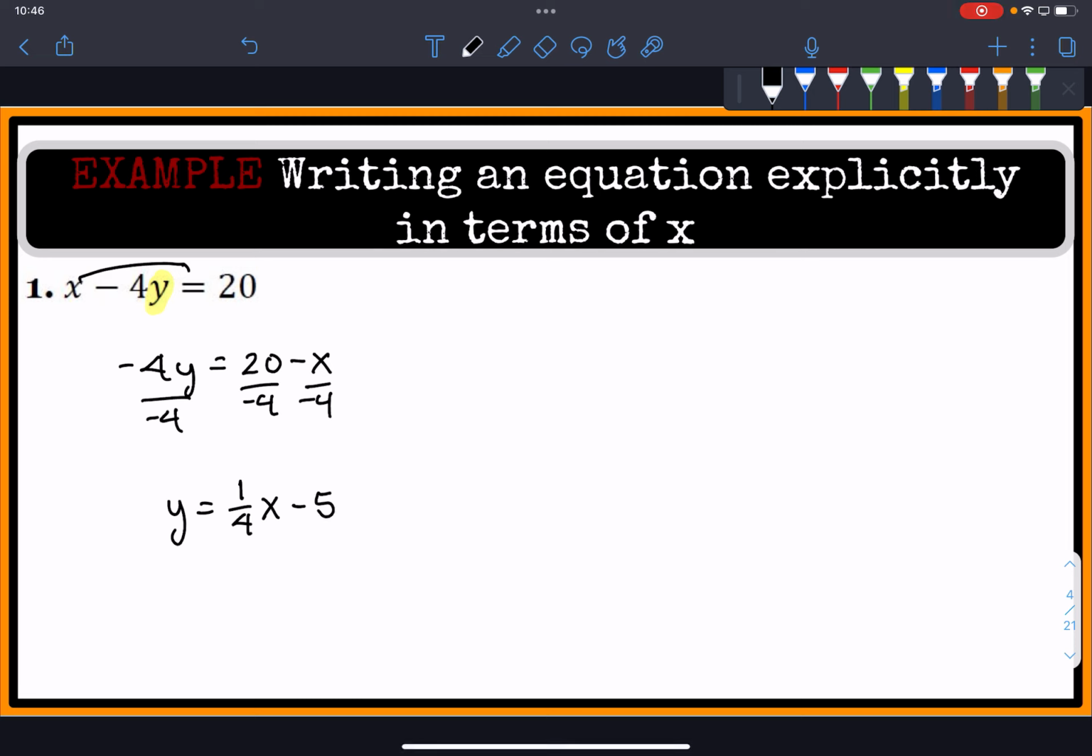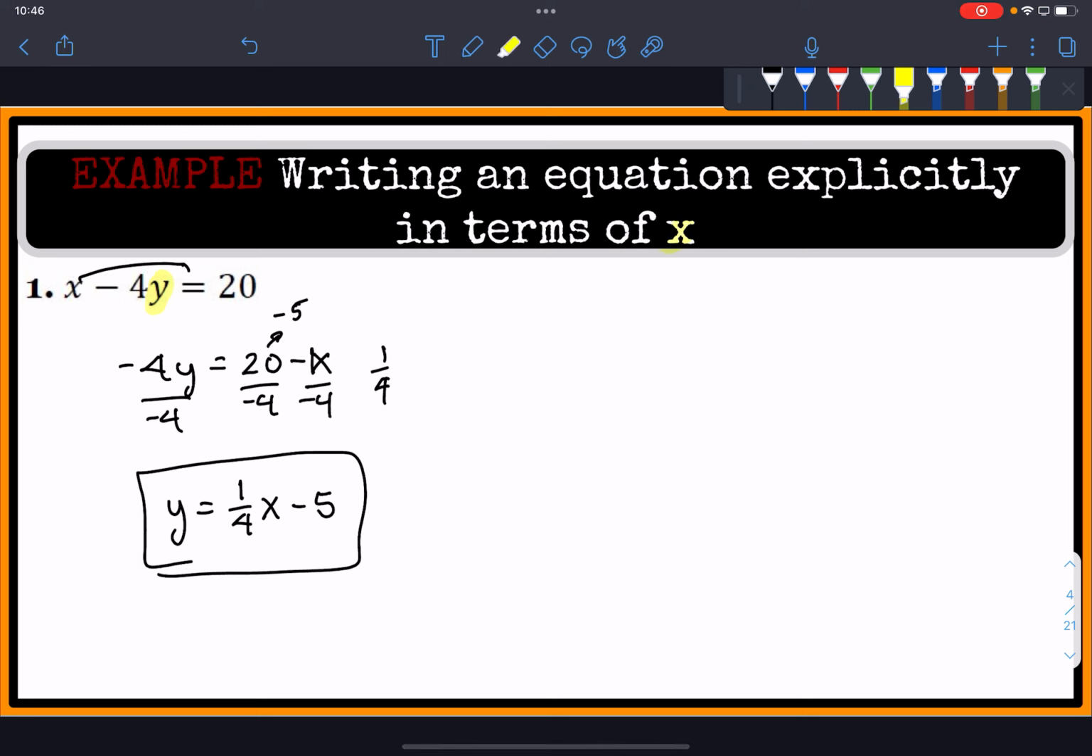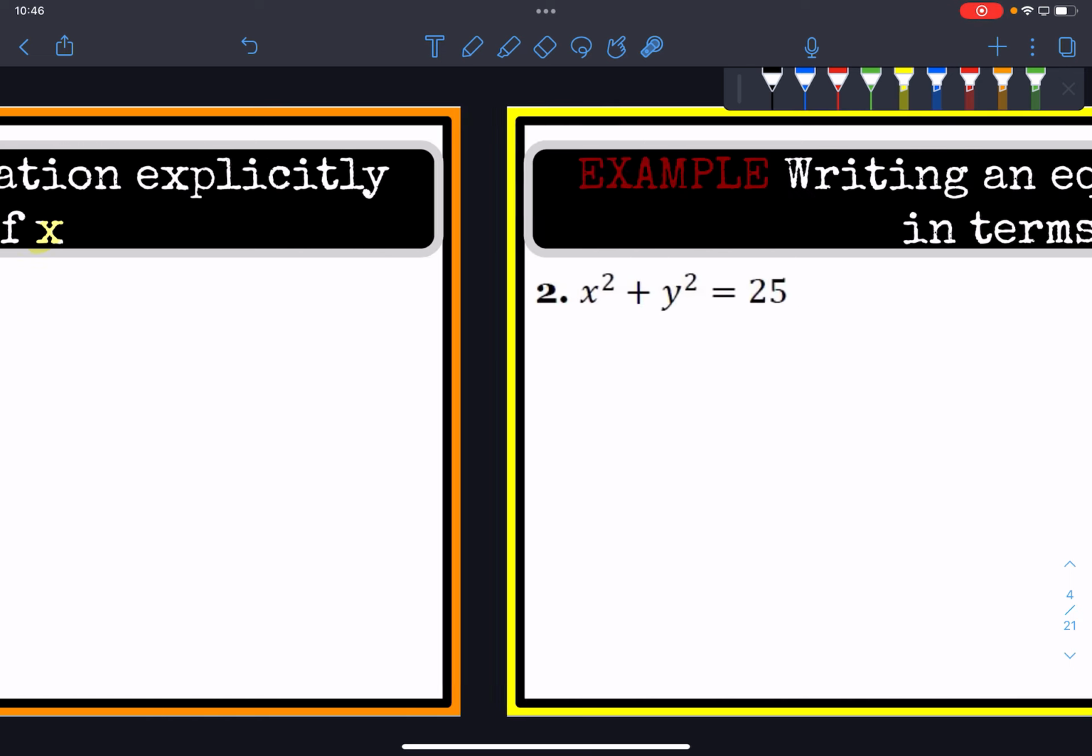I just switch these backwards. This gives me negative 5. Since negative 1 over 4 times negative x is 1 over 4 x, I wrote that just as 1 over 4x minus 5. So this equation is explicitly in terms of x. You see right here, I know exactly that y is going to equal this expression, explicitly in terms of x, where x is the variable. Let's look at another example.